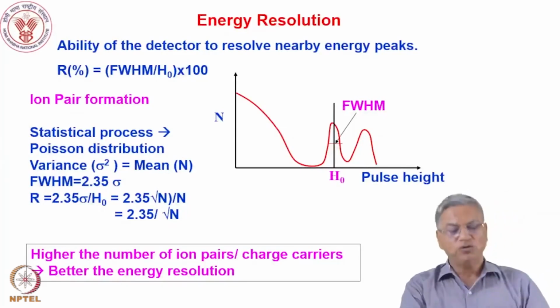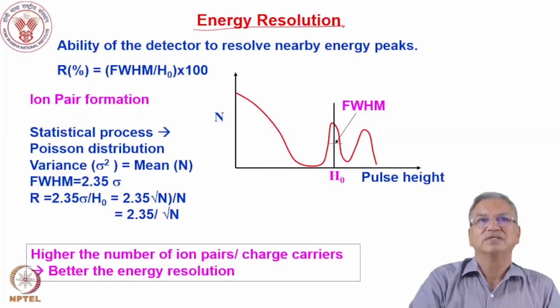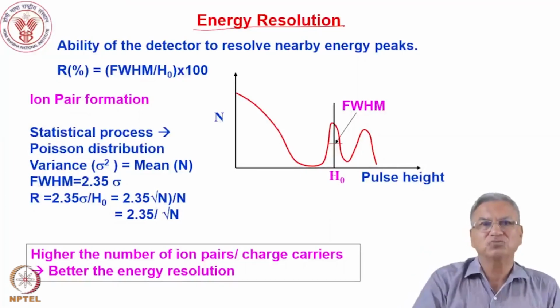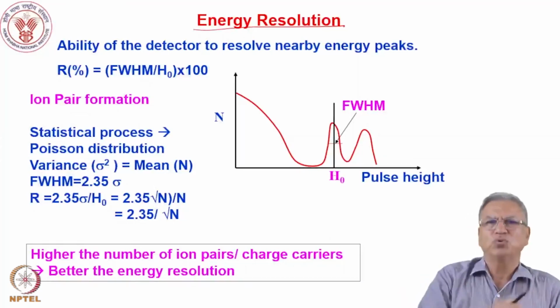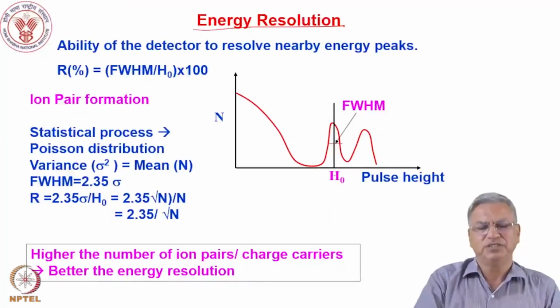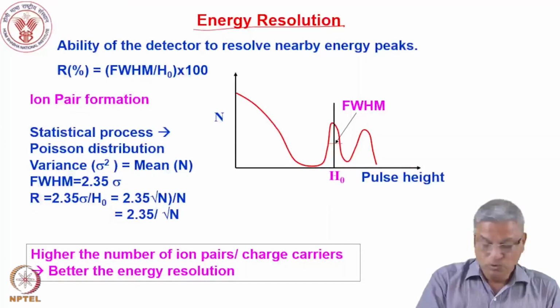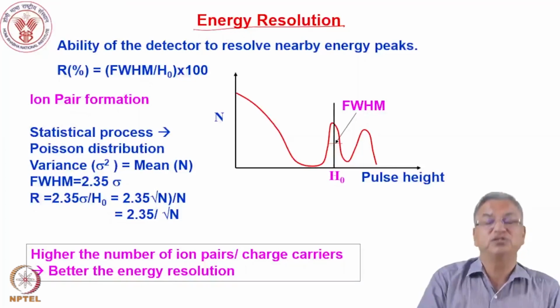Another important property of a detector is the energy resolution. I have discussed the general properties of detectors so that we don't have to repeat it every time. So what is the energy resolution? A source may be emitting different radiations, like different gamma rays of different energy. Whether the detector can resolve those will depend upon the energy resolution. So the ability of a detector to resolve nearby peaks we call the energy resolution.